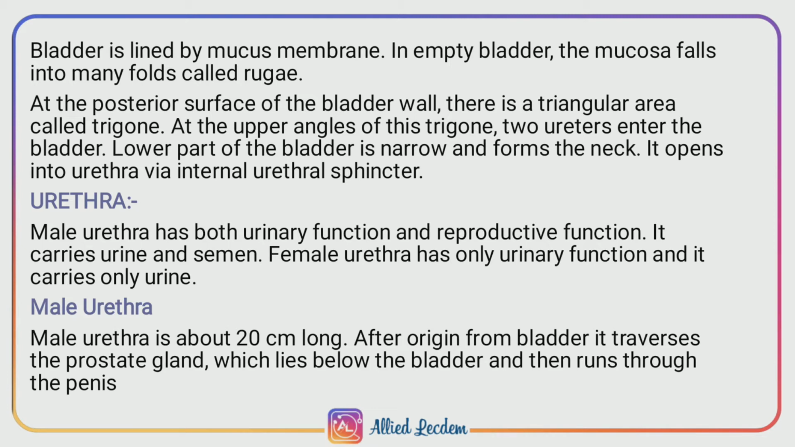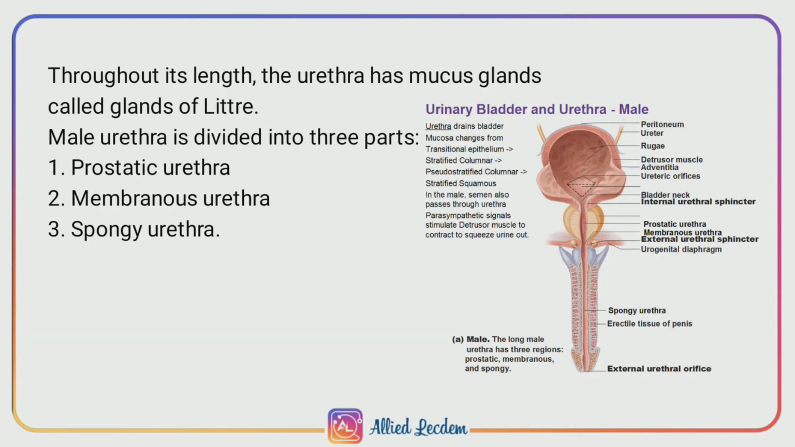Male urethra has both urinary function and reproductive function. Female urethra has only urinary function and it carries only urine. Male urethra is about 20 cm long. Throughout its length, the urethra has mucus glands called glands of Littre. Male urethra is divided into three parts: prostatic urethra, membranous urethra, and spongy urethra.